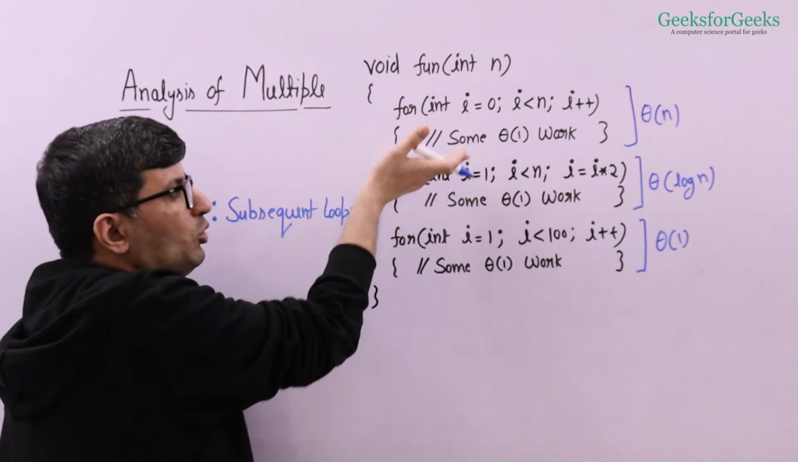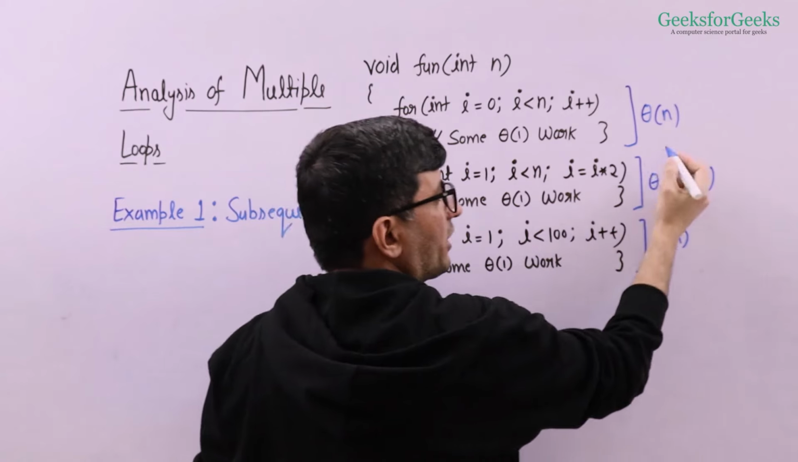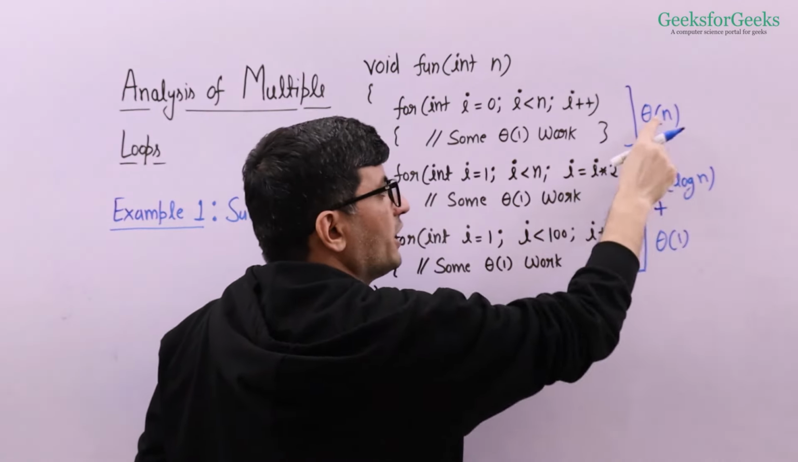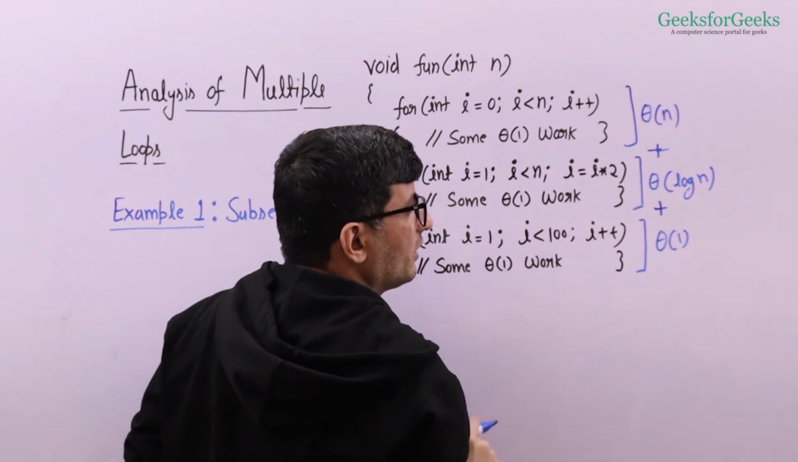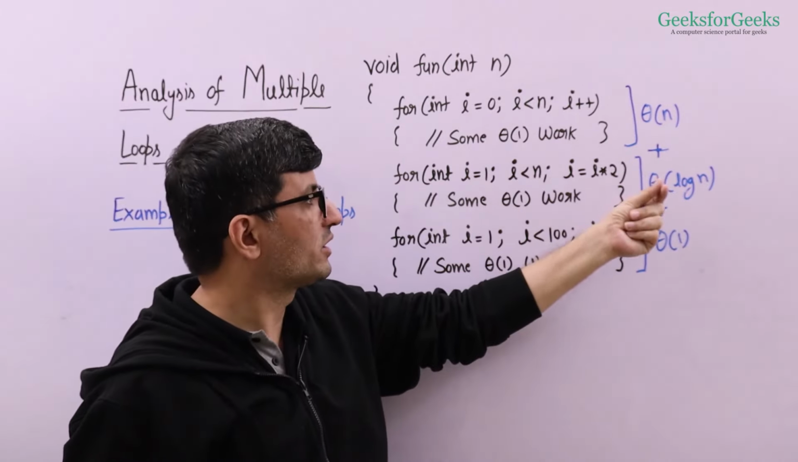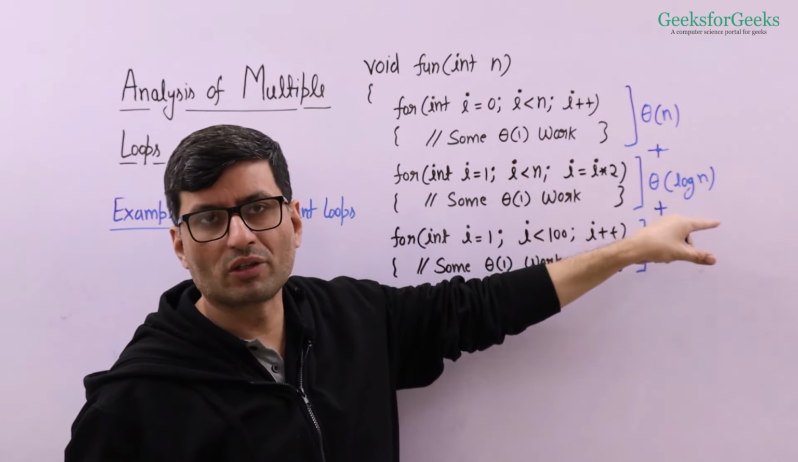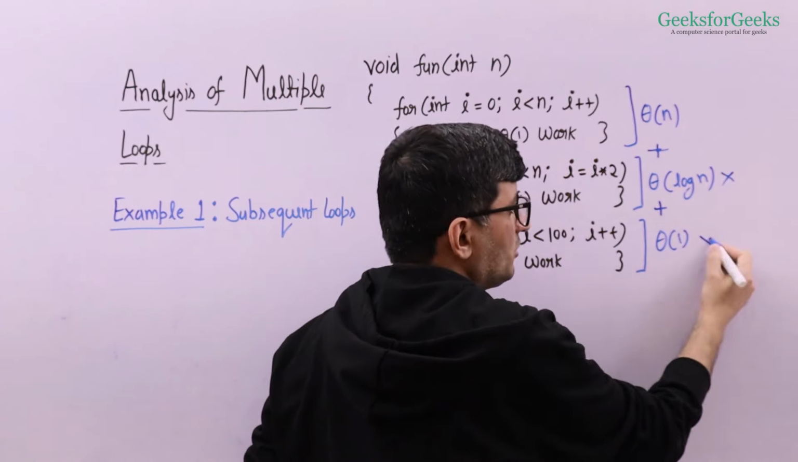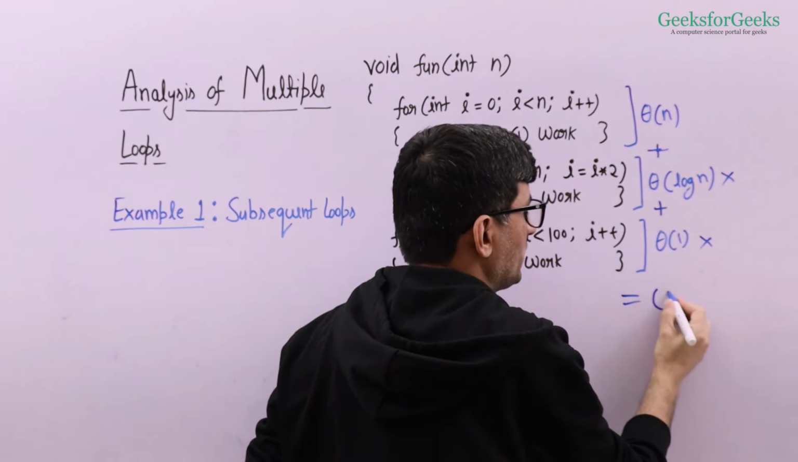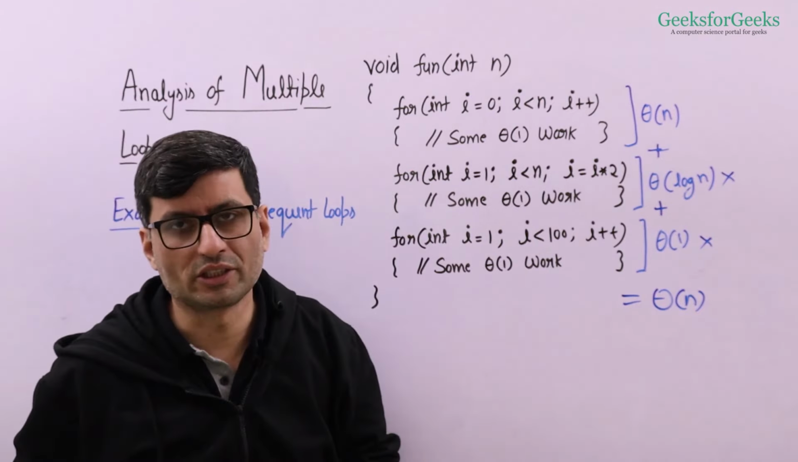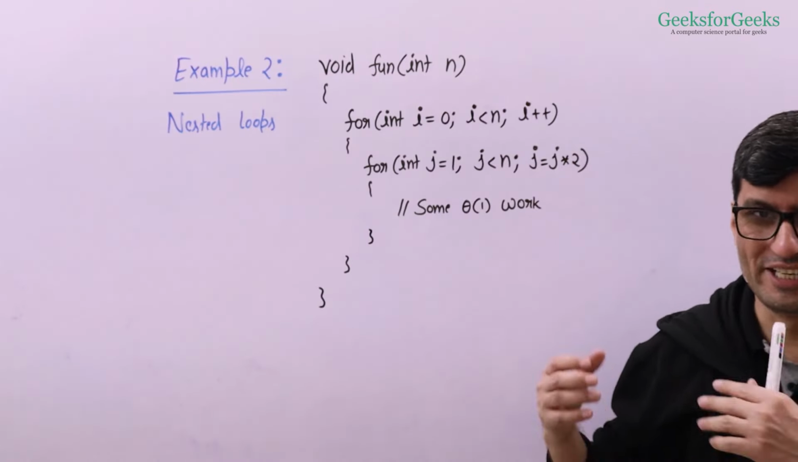When you have one loop after the other, we simply add the time complexities. So overall time complexity is this much: theta n plus theta log n plus theta 1. And when you add three things, you always ignore the lower order terms or lower order growths. So you ignore these two and you say overall the time complexity is theta n. So this function has theta n time complexity. Let's now see our next example.